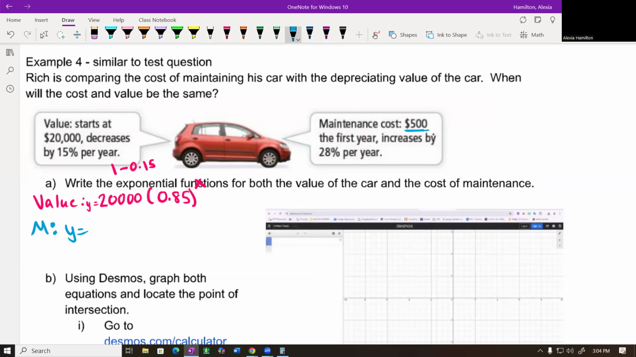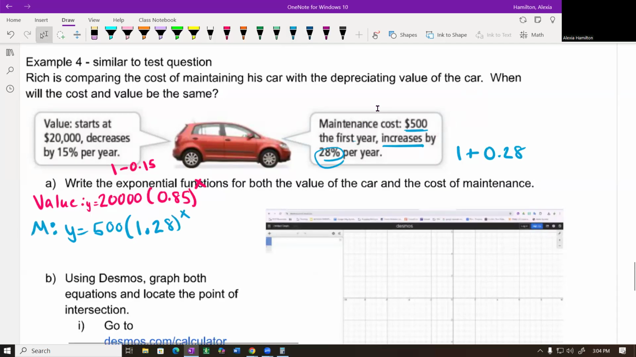First year cost of maintenance is 500. That sounds like a starting value to me, and it's going to increase. So that's a 1 plus, what's my percent? 28. 0.28. That's nice. I like doing the increasing functions because I don't really have to math. Raised to the x. Okay.